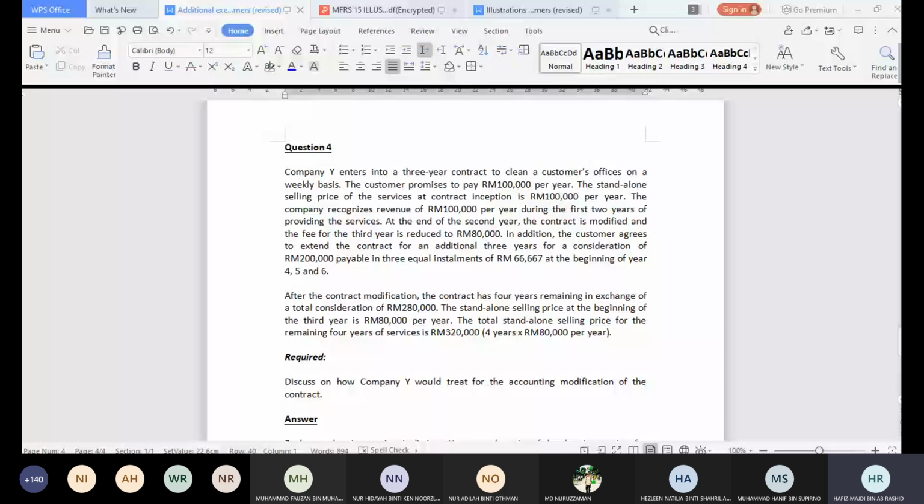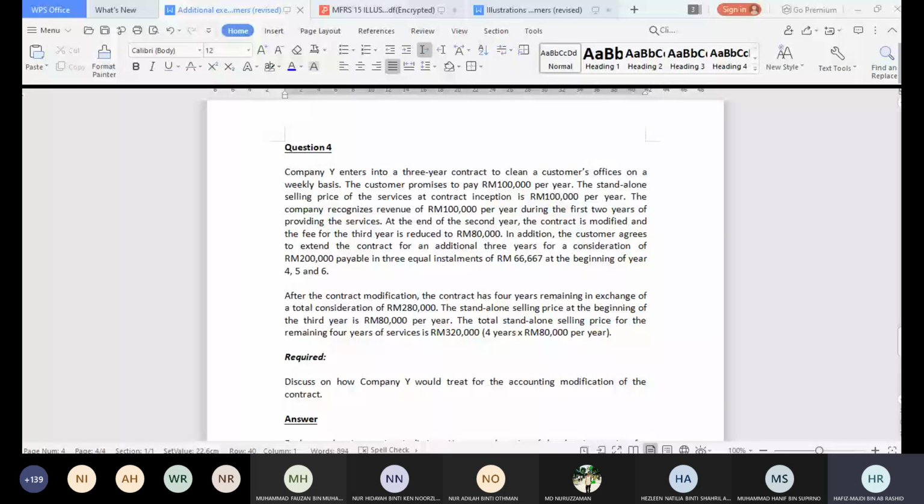The price originally agreed for each annual cleaning service is 100,000 per year. First year fine, the customer pays. Second year also fine, the customer pays another 100,000. At the end of the second year, there is a contract modification. The contract is modified, and the fee of the third year is now reduced to 80,000.